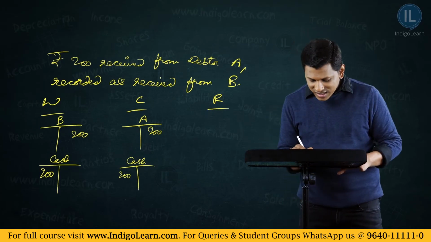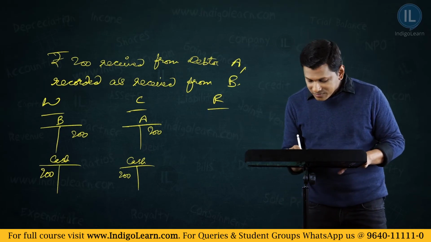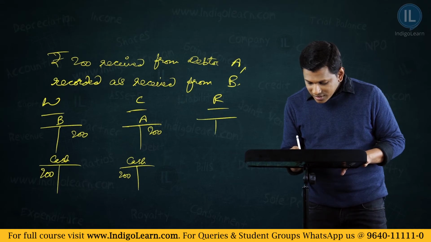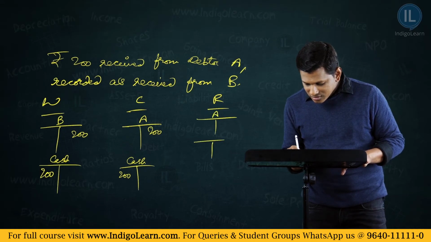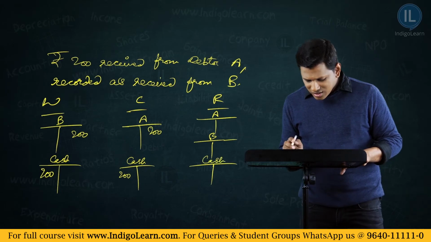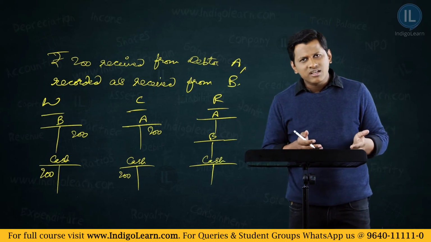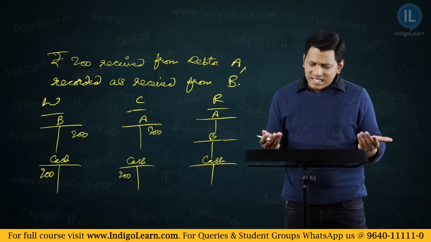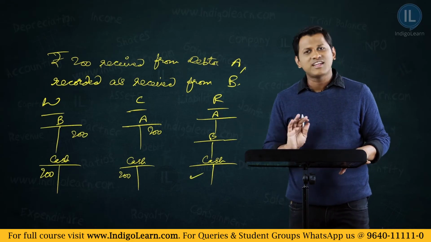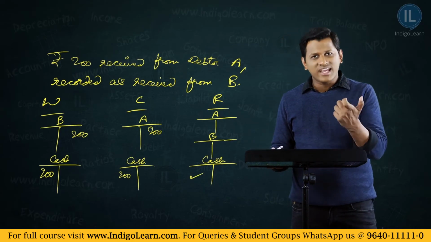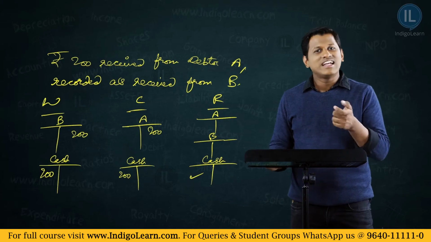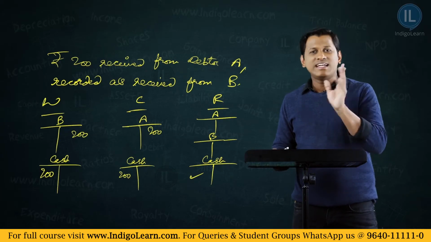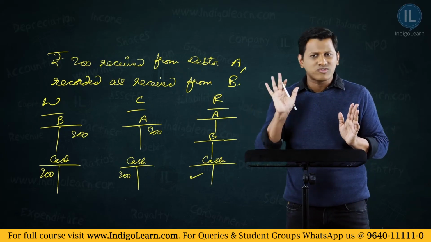What is the rectification then? So when you look at everything, A, B and cash. 200 should have been debited in cash. 200 is debited in cash. So this is fine. There is nothing to worry. Just that you have to change the description that it is not received from B, it is received from A. Only in the description you have to change.